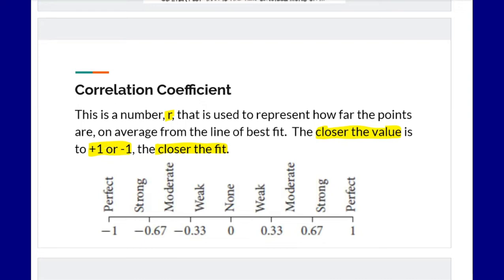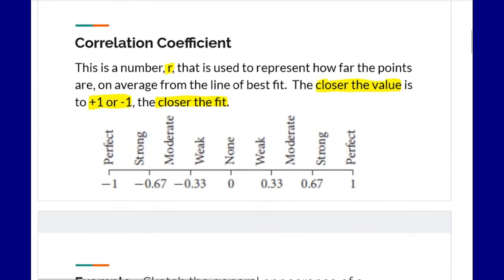Anywhere between 0 and 0.33, whether it's positive or negative, would be considered weak. From 0.33 to 0.67, again positive or negative, we would consider it moderate. And if it's from 0.67 upwards to 1, we would say it's strong. Now, if it's at 0, then there is no correlation, or there's no relationship.